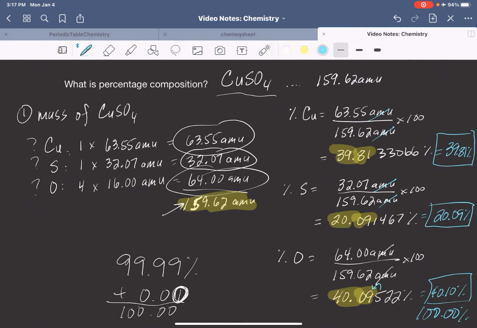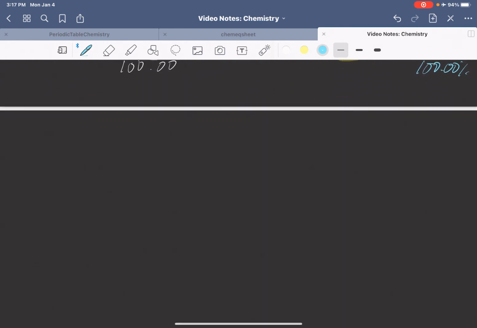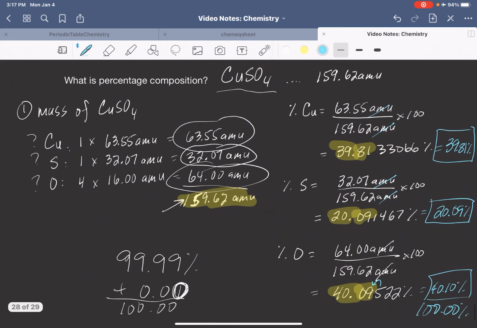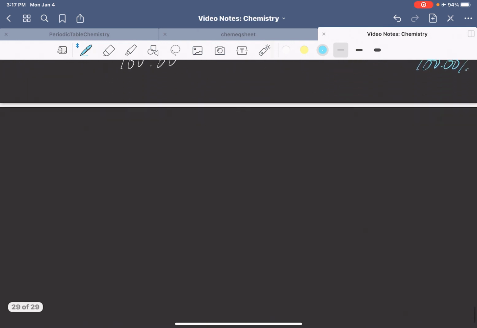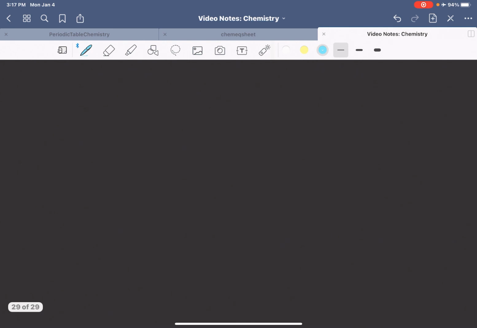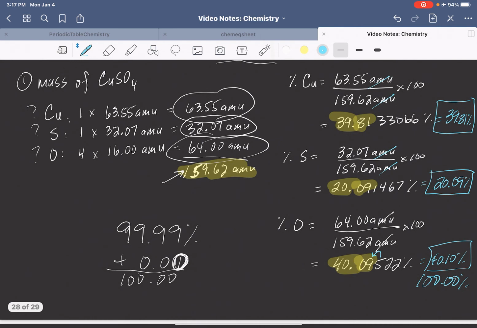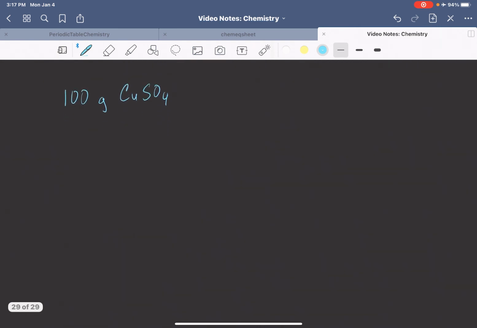So let's put this into a concept that makes sense. We just finished saying that copper is 39.81%, and 20.09 and 40.10, all those add up to 100%. So let's think about this. If we had a 100 gram sample of copper 2 sulfate, and I'm using 100 grams because we're just working with 100%, well, then that means that we go back over here, that 39.81% would be copper. So that means that 39.81 grams would be copper.